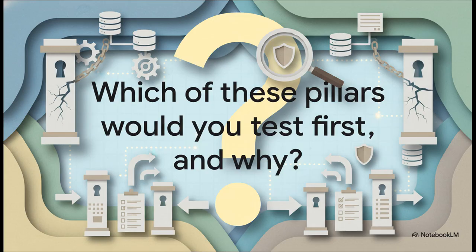So I'm going to leave you with a question to chew on. Now that you know how interconnected all this is, how one weak link can break the entire chain, if you walked into a brand new audit tomorrow, which of these pillars would you test first? And more importantly, why? Think about it. Where do you start to get the biggest bang for your buck, the most assurance? Answering questions like that, that's not just about passing an exam. That's what's going to make you a great auditor.